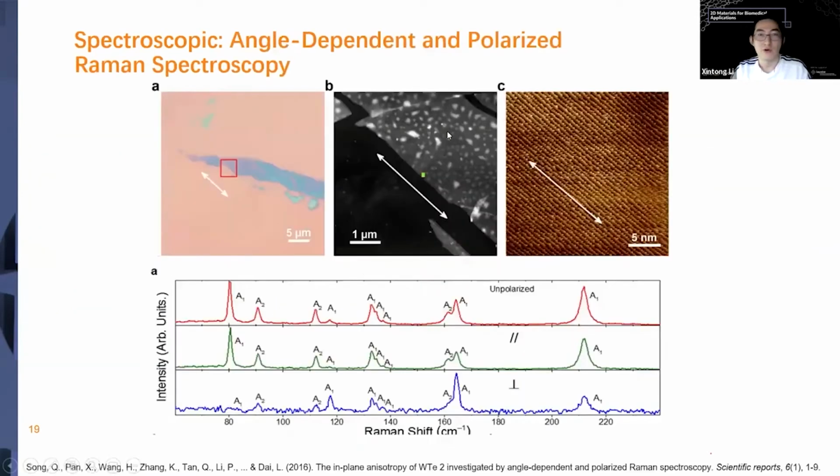And if you're working on a 2D material with in-plane anisotropy, like here, this is the distorted 1T' WTe2, which has a very clear anisotropy, then maybe you can use polarized Raman spectroscopy to determine the orientation of this material. For example, if the polarization is parallel or perpendicular to this direction, then the Raman spectra will be very different, as you can see here.